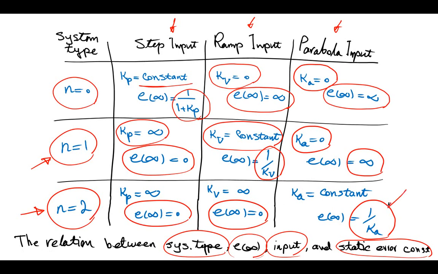But this is calculated using the final value theorem, as we'll see in the next example. So we'll refer to this table as the steady state error table. And it's given as table 7.2 in the text.